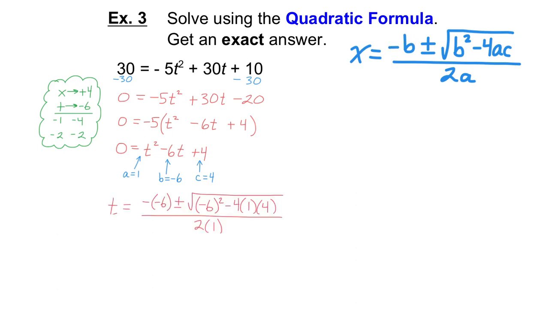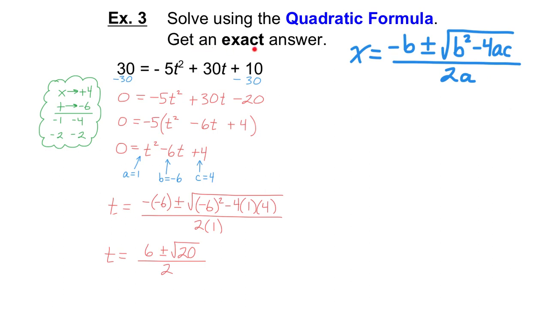So negative b is negative 6, plus or minus the square root of b squared, so negative 6 squared, minus 4 times a times c, 4 times 1 times 4. Divide by 2a, well, a is 1, so it's 2 times 1. Now clean this up a little bit, and we end up with this. Negative 6 is just 6. This is 36 minus 4 times 1 times 4, which is 16. So we've got 36 minus 16, that's 20, and 2 times 1 is 2. So I've got t is equal to 6 plus or minus the square root of 20 divided by 2.